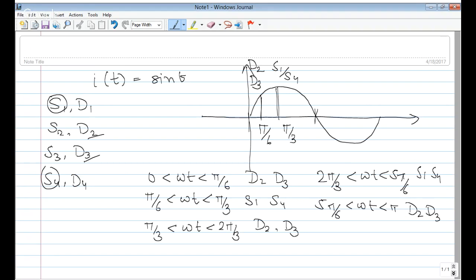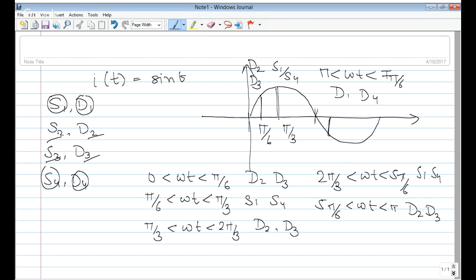Then in the negative half cycle, you have to repeat the same thing, from pi to 7 pi by 6. Since the switches are not conducting, diodes will have to conduct. Otherwise, the current would be 0. But as we can see, current is non-zero. So here, which diodes will conduct? D1 and D4. Why? Because switches S2, S3 and D1, D4 both carry negative current. So for negative current, either D1, D4 must conduct or S2, S3. So that way you can figure out the switching pattern.